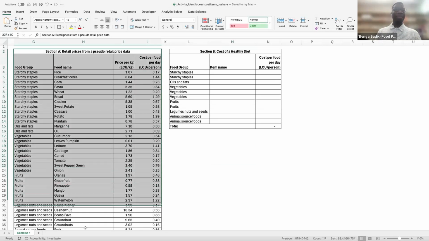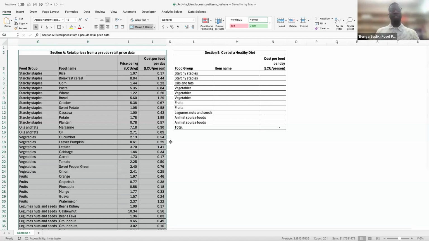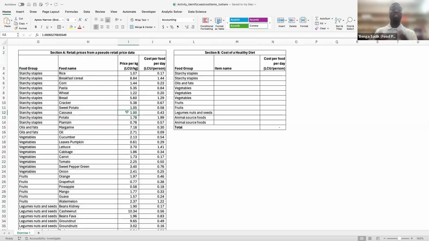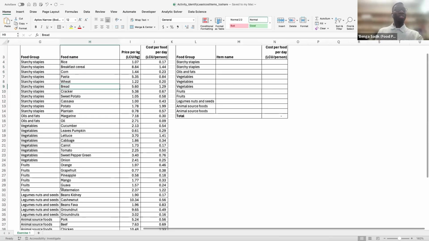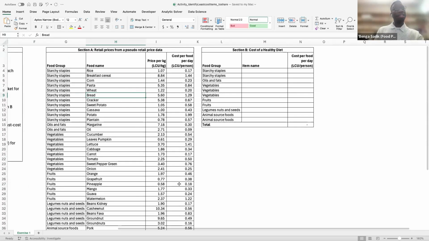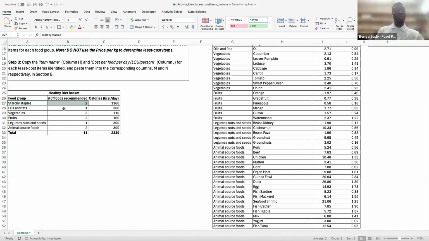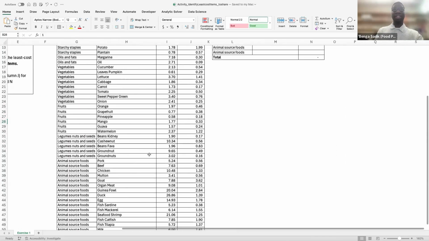So this is a sample data where we have calculated the cost per day, which is the calculation I just walked us through, for multiple food items in a particular market at a particular location. We're just going to assume this is one market in 1 month, and we have different food items. So rice, corn, pasta for starchy staples, oils and fats, for all the food groups within the healthy diet basket, which we'll be using as our reference. So the healthy diet basket, again, it's here, our reference. We need 2 starchy staples, 1 oil and fats, 3 vegetables from this data.